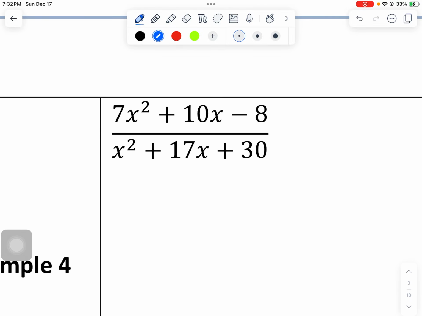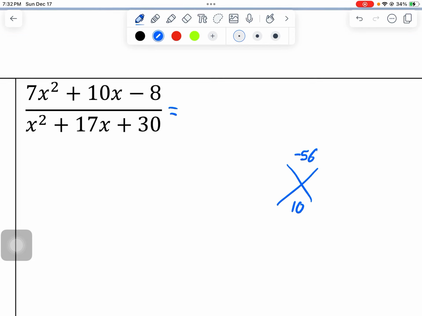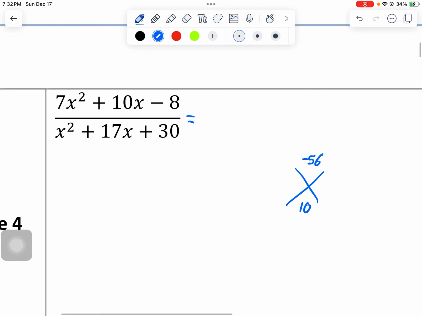7x squared plus 10x minus 8. So in this case, that's a pretty intense factor. So let's try to use the box method on this one. Before I do the box, 7 times negative 8 is negative 56. And then we have 10 here. So factors of negative 56 that have a difference of 10. Well, I've got to think on this one here.